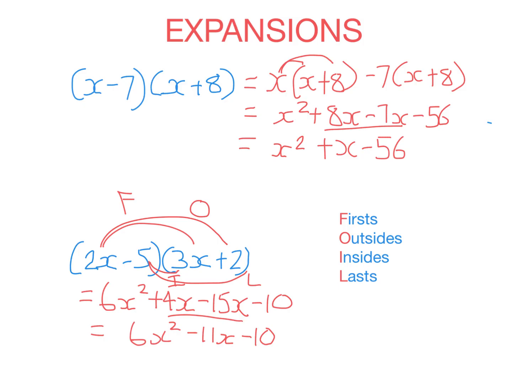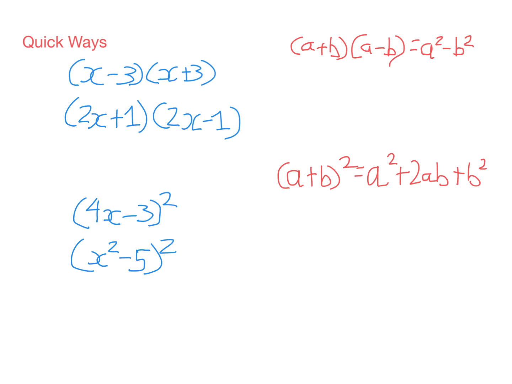All right, let's have a look at some shortcuts we can take when we're expanding brackets. So there are two situations we'll go through in which you can use a shortcut. The first is this. It's called the difference of two squares because when you expand it, you have a square minus a square. Of course, minus, subtract, means difference.